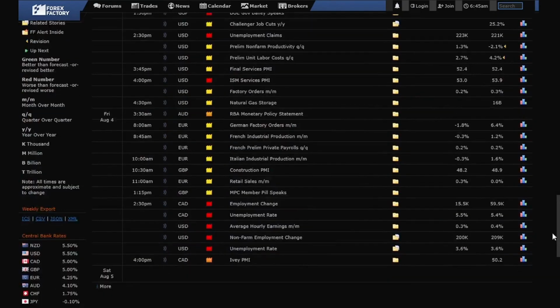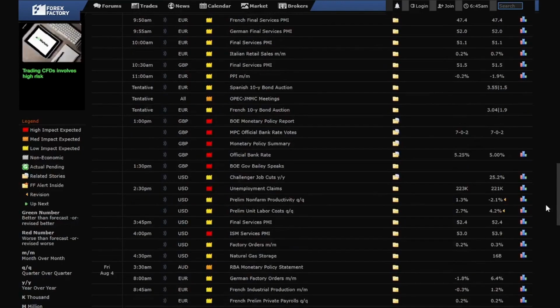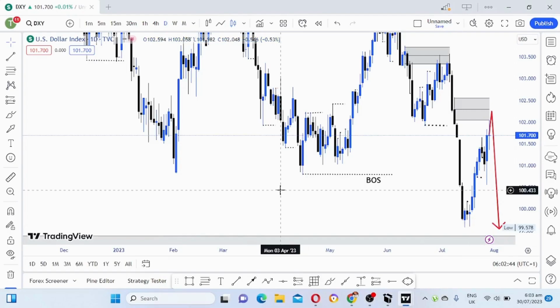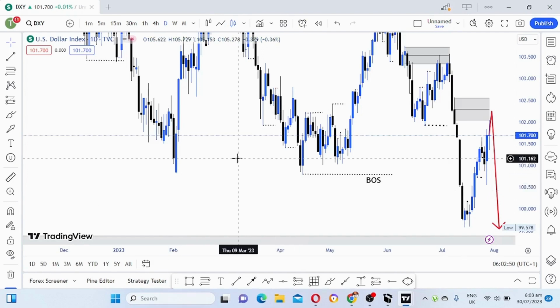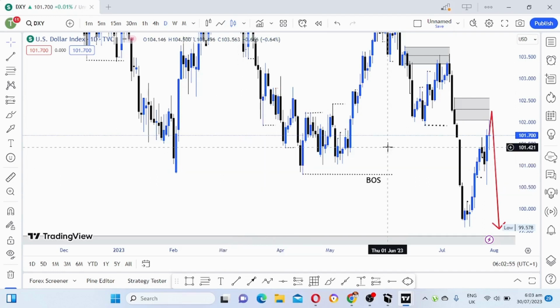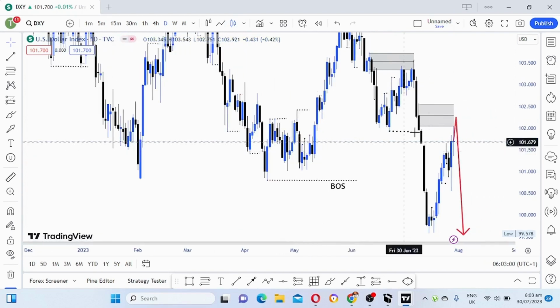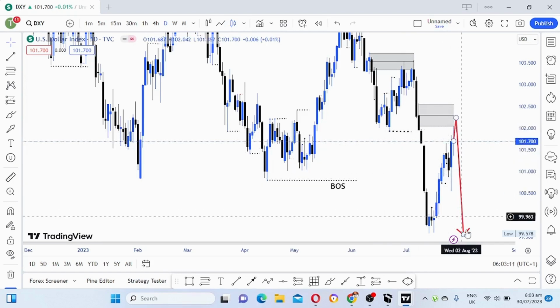So now let's get into the chart and do our technical analysis. As usual, we start with the DXY, the dollar index analysis, to see how the DXY is moving. As you can see here, we are on the daily time frame. We already tapped into this supply zone. We broke structure and then went up to tap into the supply zone. Now we expect a drop to the downside.